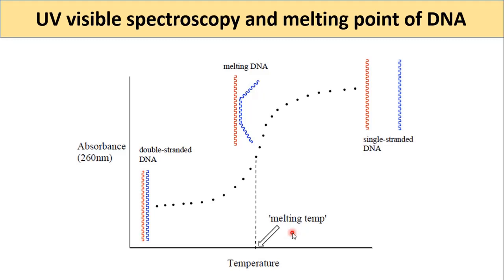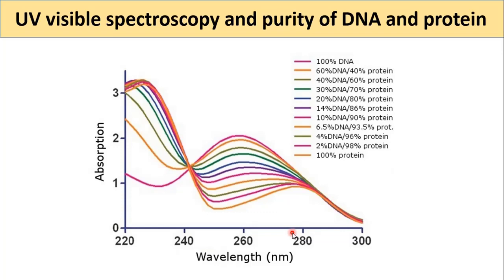All of them can be analyzed by doing UV visible spectroscopy in increasing temperature conditions, right? So one more example I will do. I have told you that DNA absorbs light at a lambda maximum of 260 nanometers, and protein absorbs light at a lambda maximum of 280 nanometers.